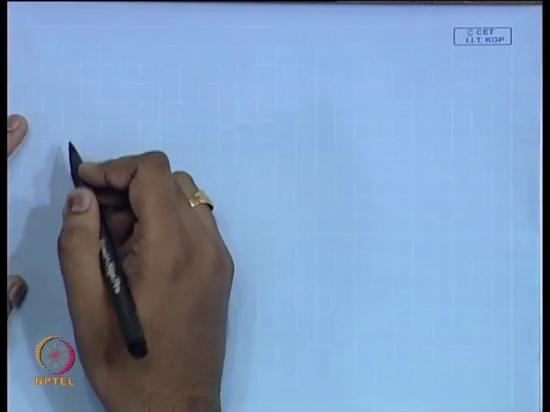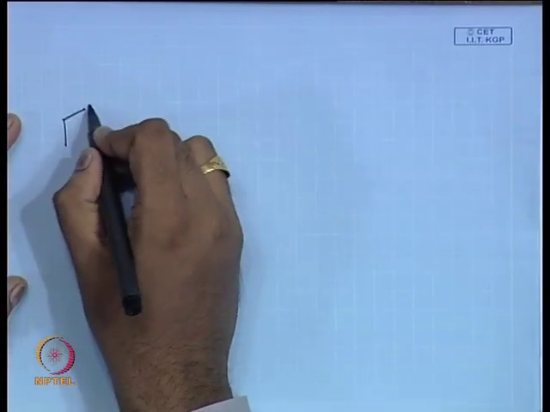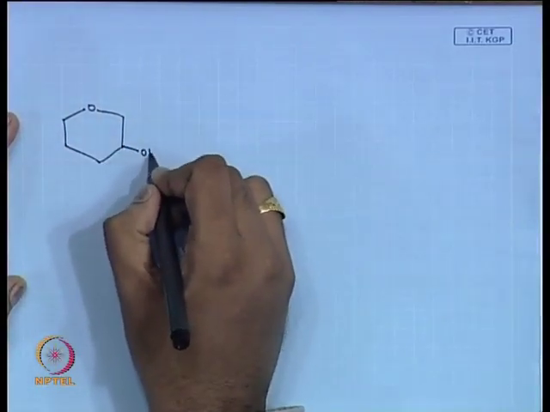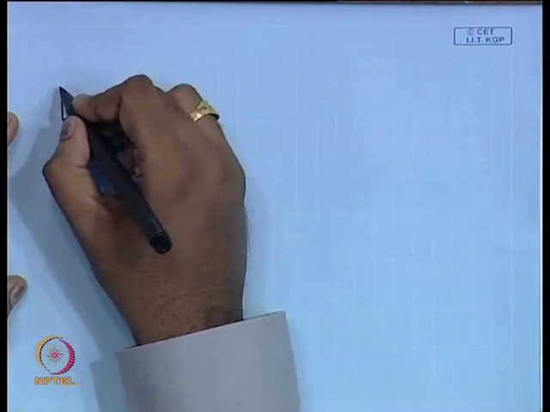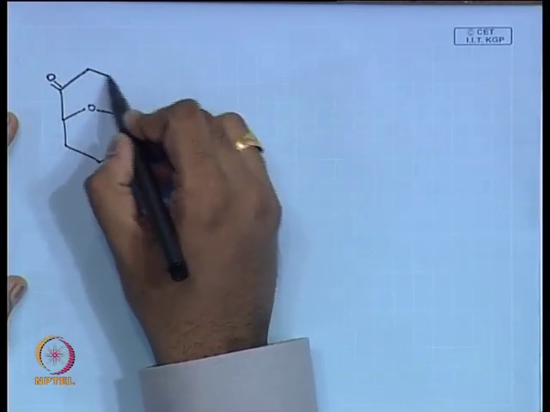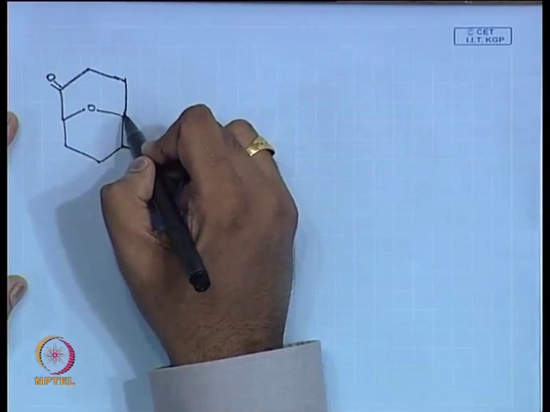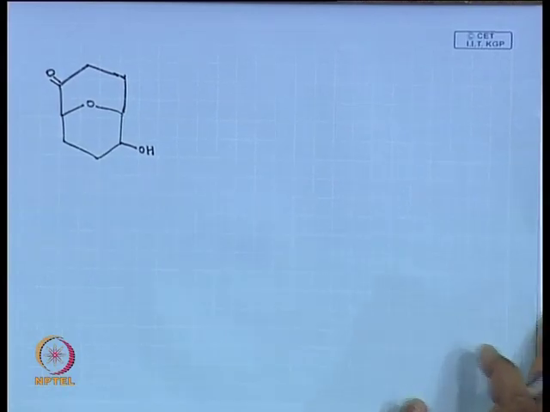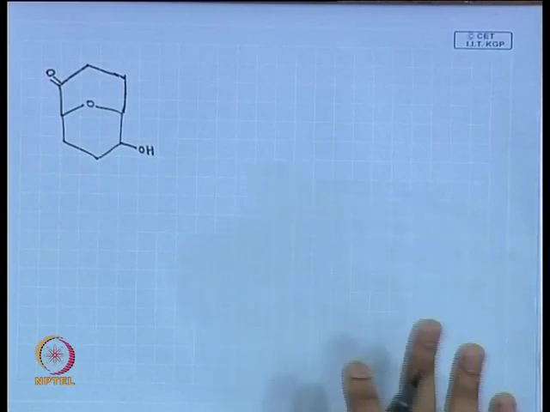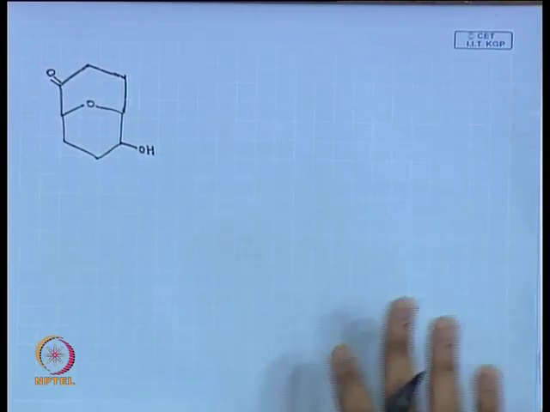Okay. We will take one more example. We will take a system like this. Okay, there is no double bond, so we are finished with the double bond system. So I am taking a general example.